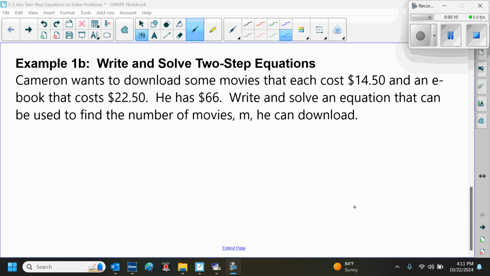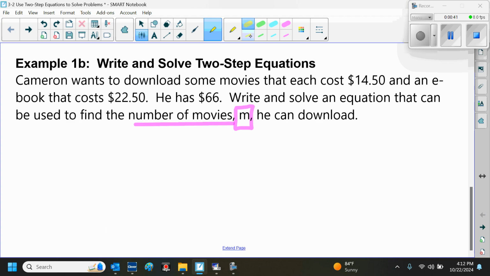So for example 1b, it says Cameron wants to download some movies that cost $14.50 and an ebook that costs $22.50. He had $66. We want to write and solve an equation that can be used to find the number of movies he can download. So the first thing we want to do is identify our unknown. And so that's going to be the M for the number of movies.